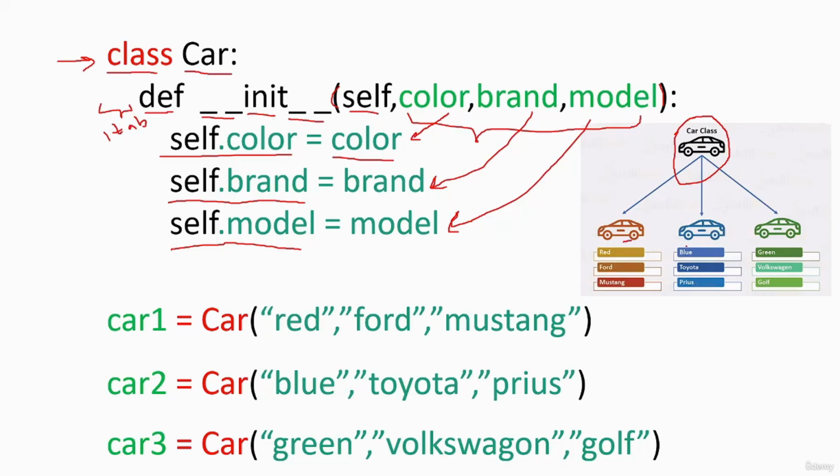Now let us create these 3 instances. First I have to specify the name of the instance. We can use any name, then assignment operator, then name of the class, then within parentheses, we have to pass the arguments. So in this case, red is the color, Ford is the brand, Mustang is the model. In car 2, color is blue, brand is Toyota, and the model is Prius. In car 3, color is green, brand is Volkswagen, and the model is Wolf.